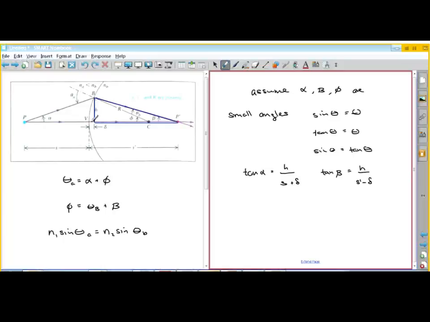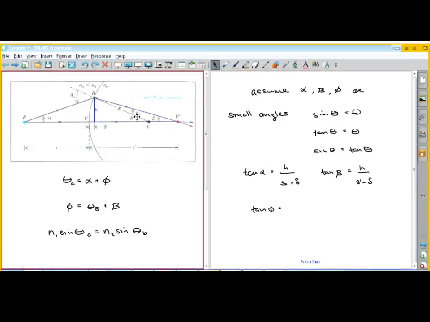So this distance from here to here is s prime. This distance is delta, so the remainder is s prime minus delta. And then you have the tangent of phi equals something. So let me erase these again.